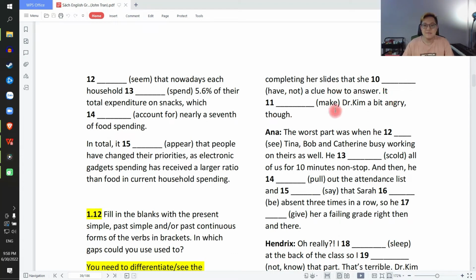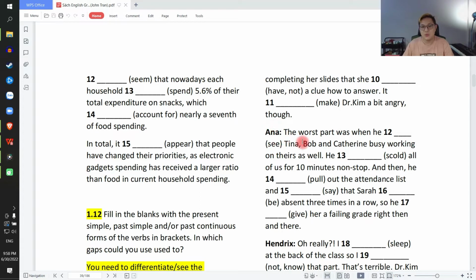Number 11. It made Dr. Kim a bit angry though. So another simple completed action, một cái hành động mà đơn lẻ hoàn thành rồi nữa, đó chính là it made Dr. Kim a bit angry. Nó làm cho tiến sĩ hoặc là giáo sư Kim là hơi bị bực mình.